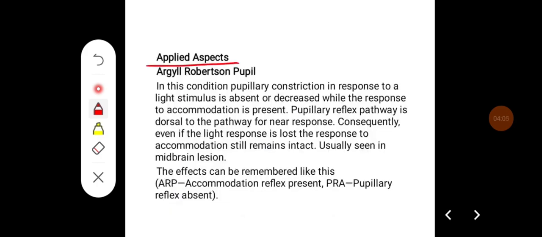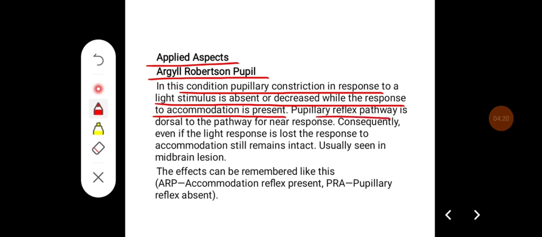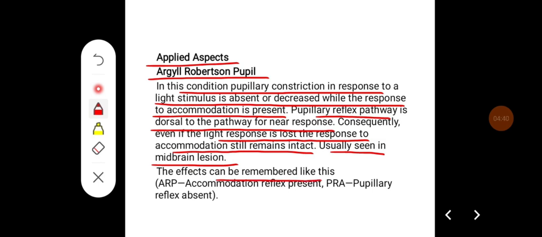Some of the applied aspects. Argyll-Robertson pupil. In this condition, pupillary constriction in response to a light stimulus is absent or decreased, while the response to accommodation is present. The pupillary reflex pathway is dorsal to the pathway for near response. Consequently, even if the light response is lost, the response to accommodation still remains intact, and it is usually seen in the midbrain region. The effect can be remembered like this: ARP is accommodation reflex present and pupillary reflex absent.